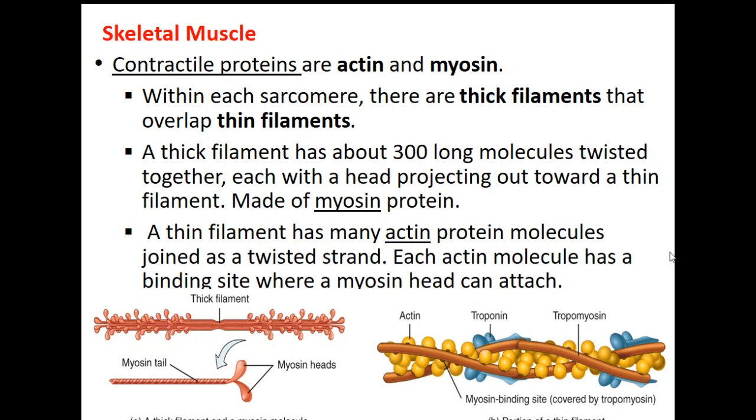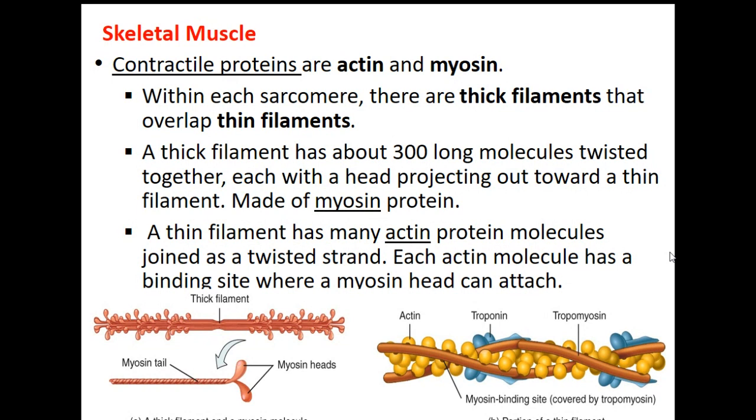And on these actin protein molecules, you see each one has a dark spot on it. Those are called the binding sites, or the binding locations, because that's where these myosin heads from the thick filament can attach. And they can reach up and attach onto the binding site of one of these actin molecules.